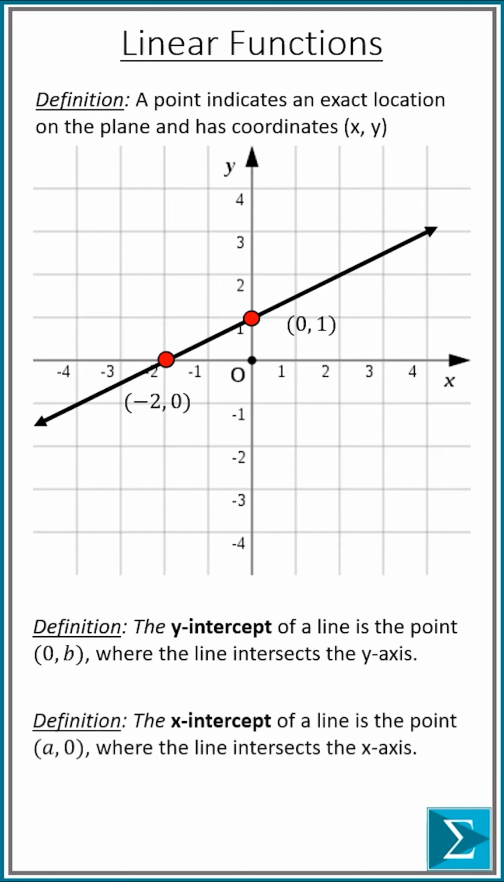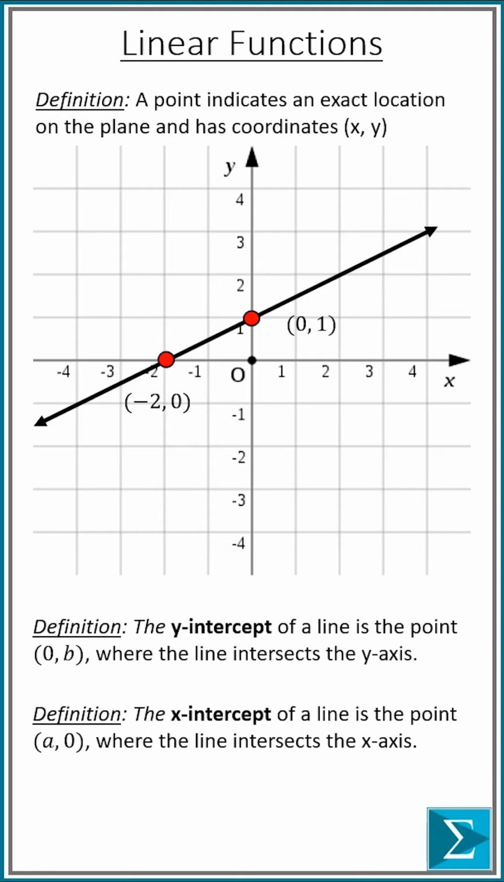On the other hand, the x-intercept is a point where the line crosses the x-axis and has coordinates a, 0. To find a, substitute 0 for y in the equation of the line and solve for x.